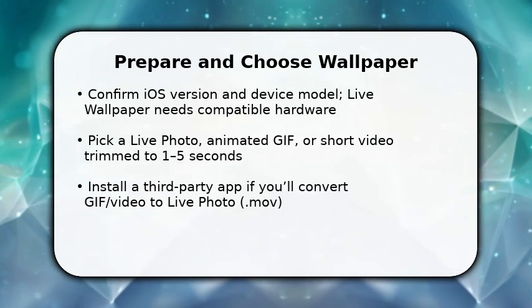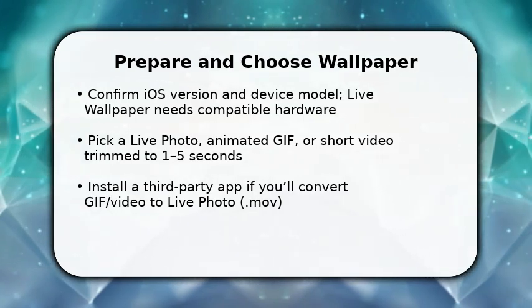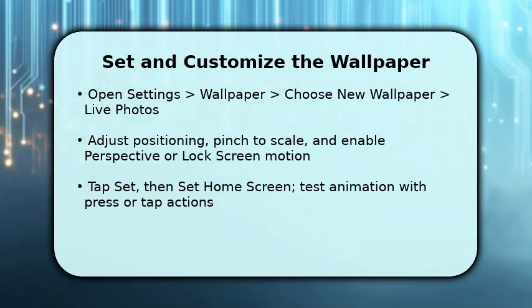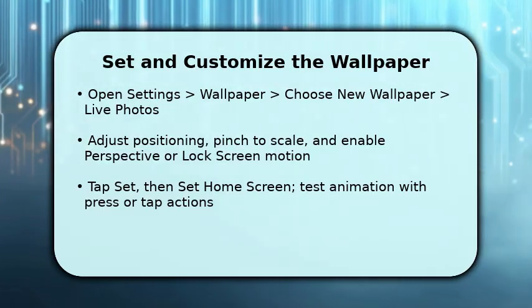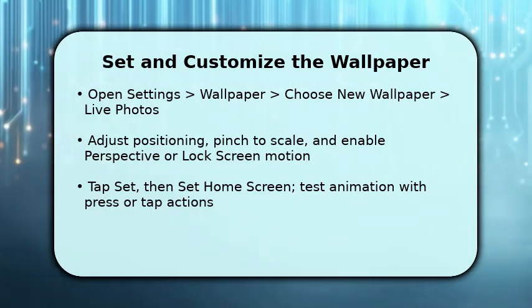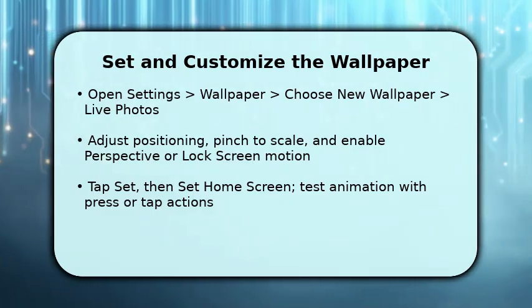Now you apply the animated wallpaper. Go to Settings, choose Wallpaper, then choose New Wallpaper and pick the live photo you prepared. Position and scale the image so key content isn't obscured by icons. Enable perspective for subtle parallax if desired.